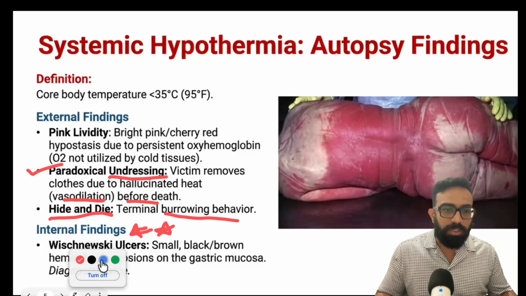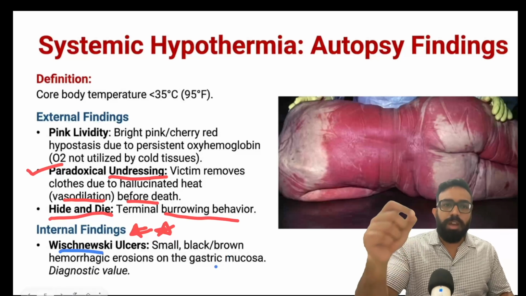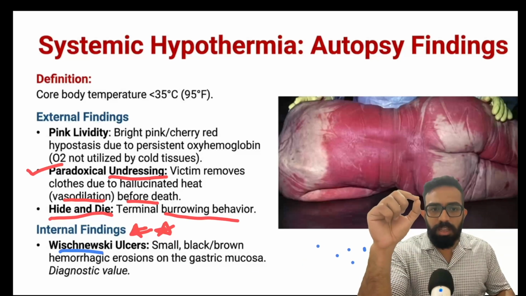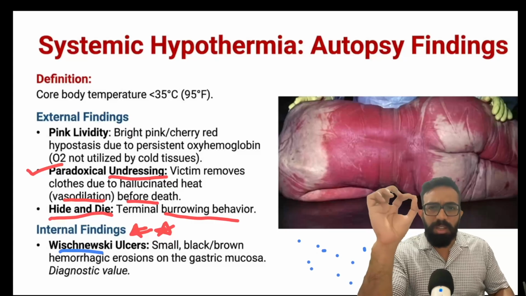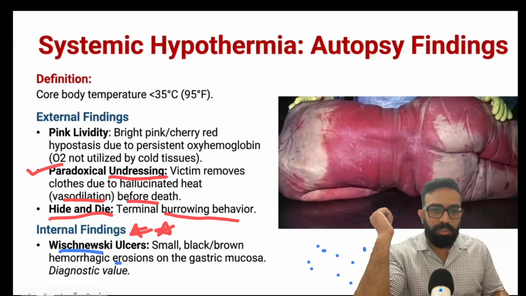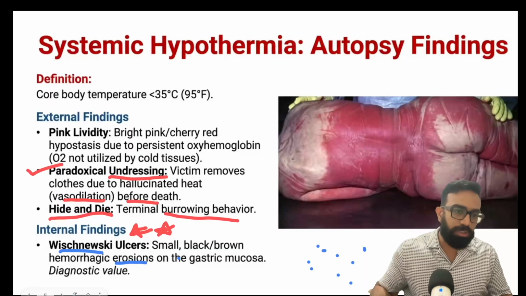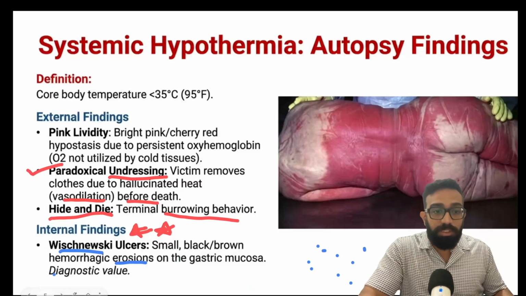Last internal finding, which is frequently tested in exams, is Wischnewski ulcers. What are these Wischnewski ulcers? They are small black brown dots, small punctate erosions, and they have a diagnostic value.